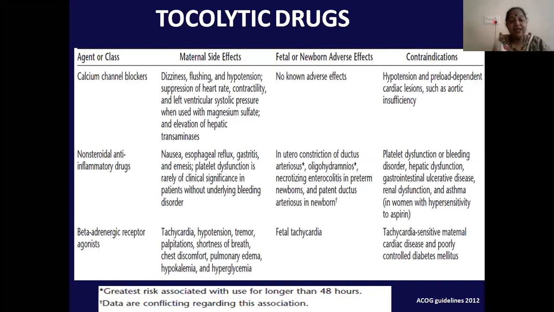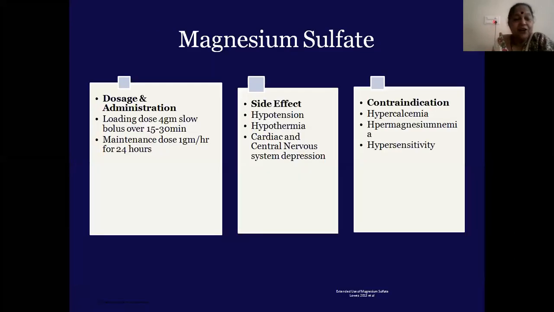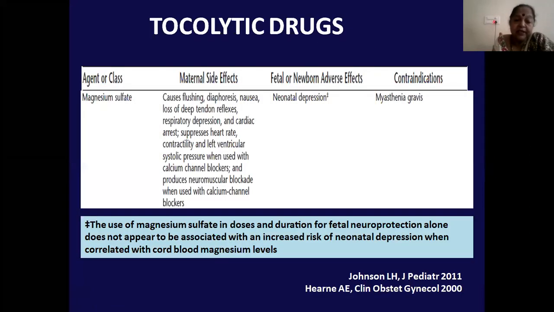I was talking about the calcium channel blockers, non-steroidal anti-inflammatory drugs, and beta-adrenergic receptor agonists, and their side effects and contraindications. Magnesium sulfate, as I have told, as a tocolytic we never use as a first line drug. We use it as neuroprotection. It has an effect on the neonate. We have seen magnesium sulfate causing neonatal depression.